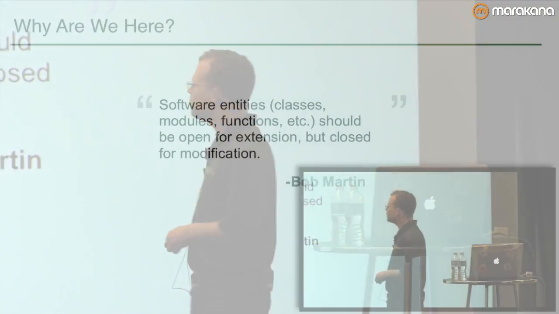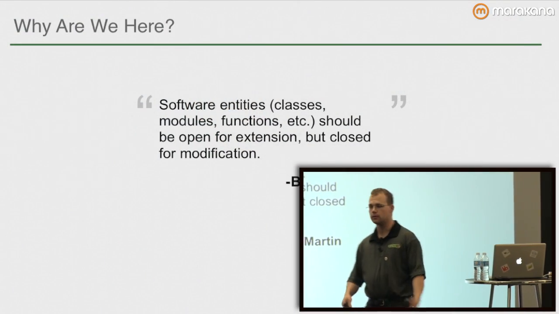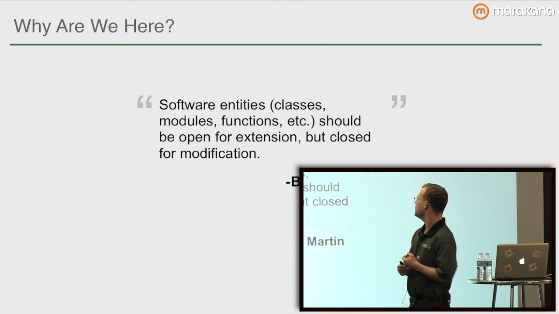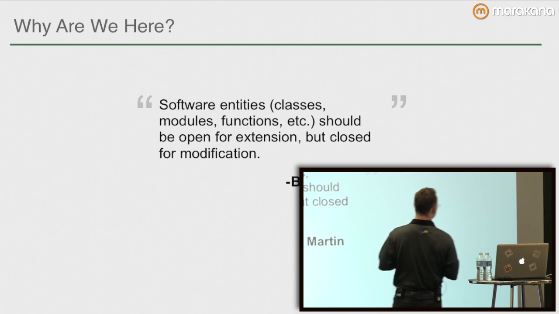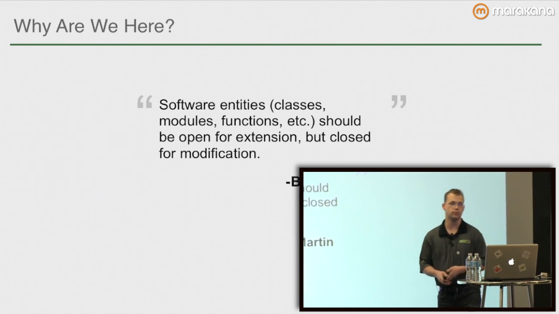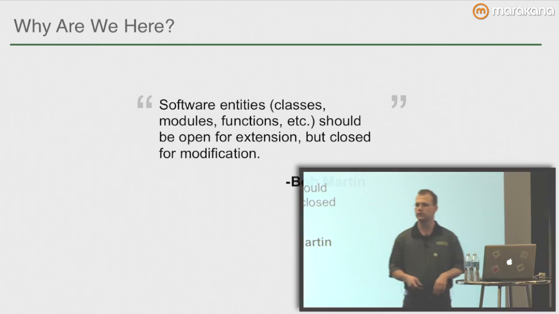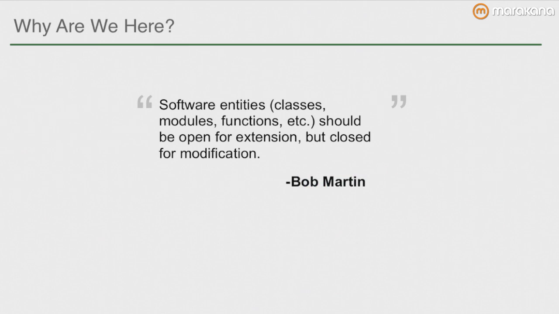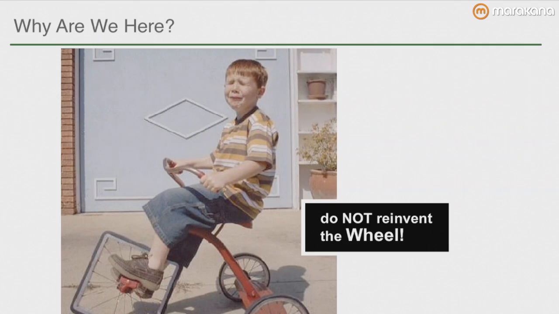All right, first things first, why are we here? Spring is a framework. What is a framework? Bob Martin provides the best definition. He says that software entities, classes, modules, functions, etc., should be open for extension and closed for modification. I think that's very, very important, because Spring is just a library, and you can plug in the bit that you want and keep the rest.